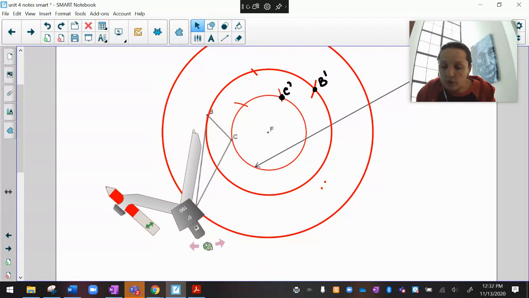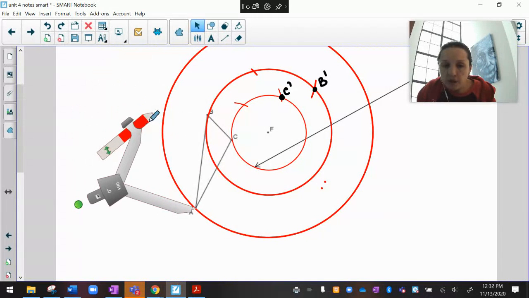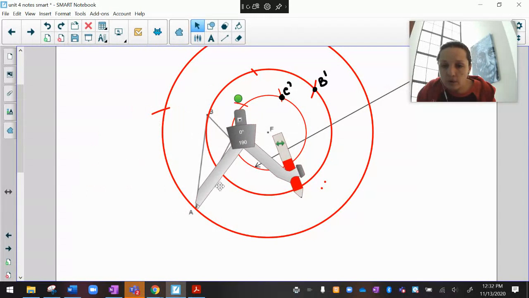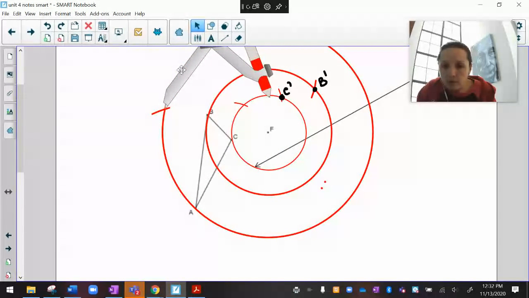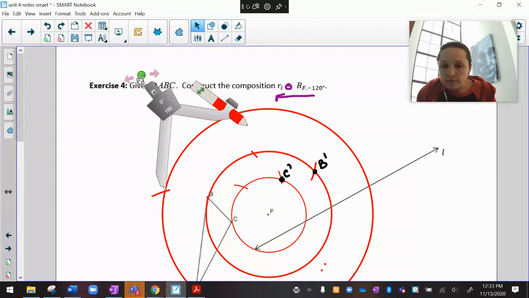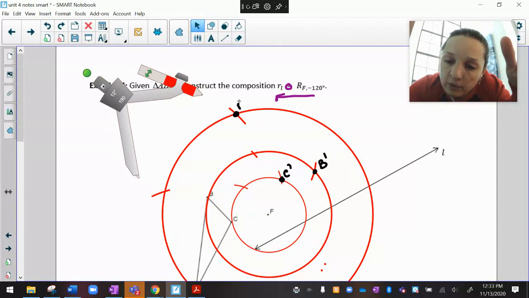And 2 arcs clockwise because it's a negative. Clockwise. There's 1. And I got to scroll back up. There's 2. Oh, that took forever.